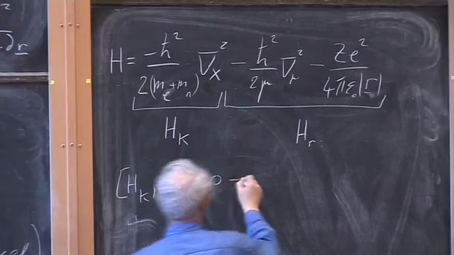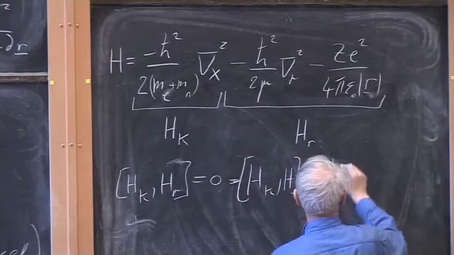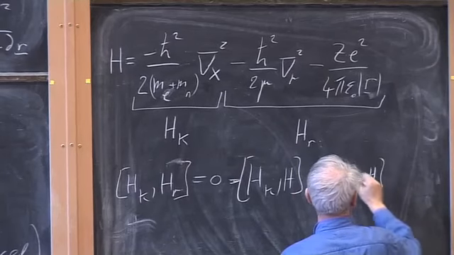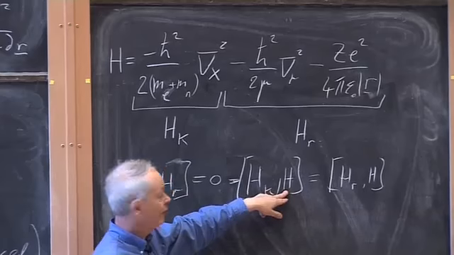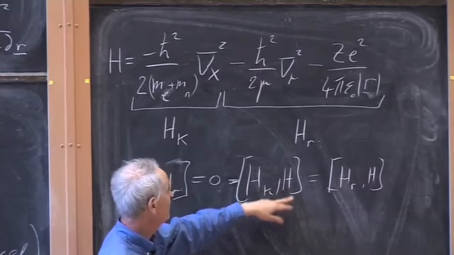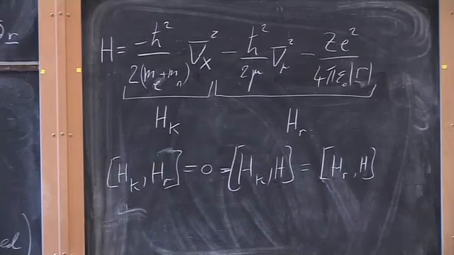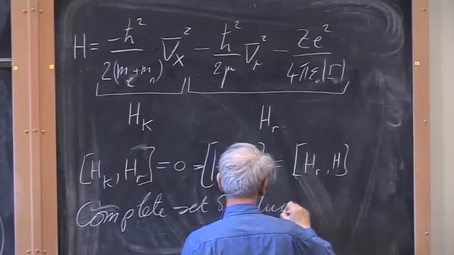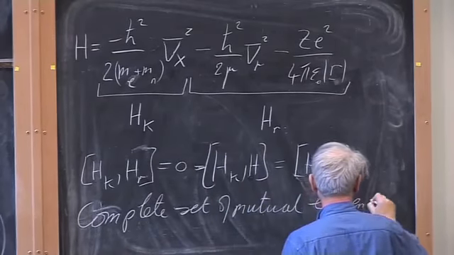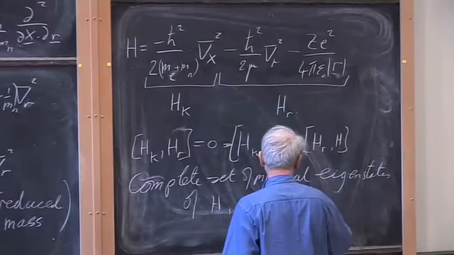Correspondingly, H_K commutes with the Hamiltonian, and also H_r commutes with the Hamiltonian. That follows immediately from the first thing, because this thing is H_K plus H_r, H_K obviously commutes with itself, every operator commutes with itself, and we've established it commutes with H_r. So this vanishes, and similarly, this vanishes for the same argumentation. So we have three mutually commuting operators. That means there's a complete set of mutual eigenstates of H, H_K, and H_r.